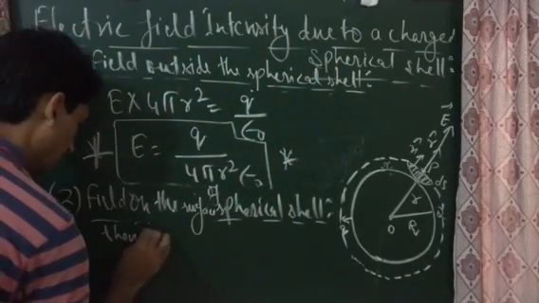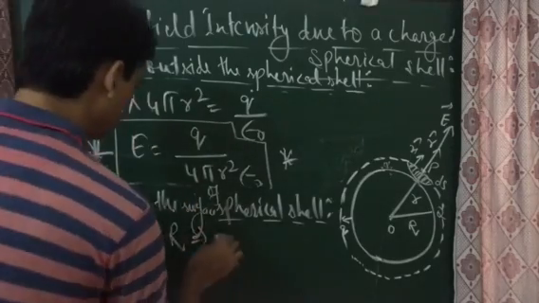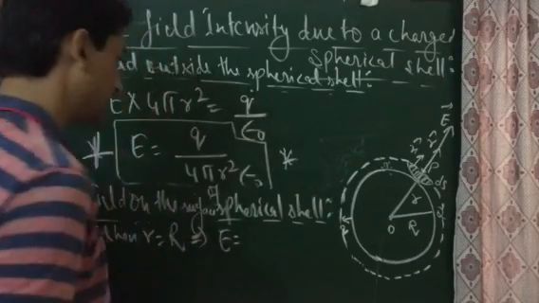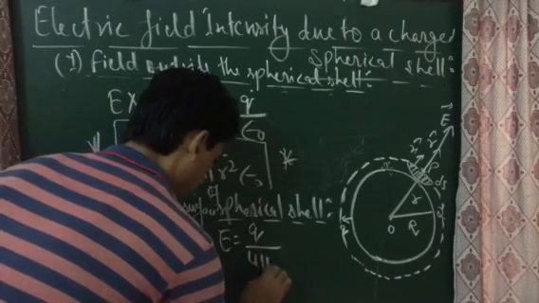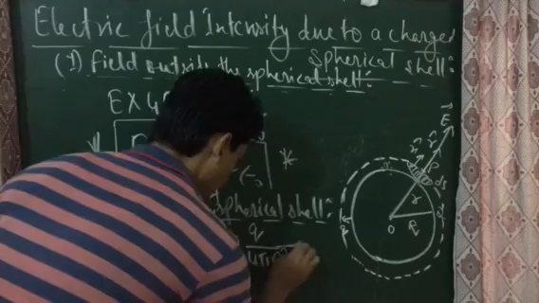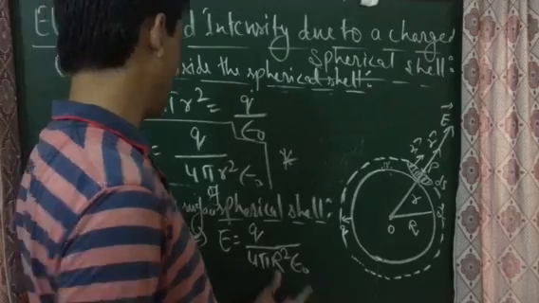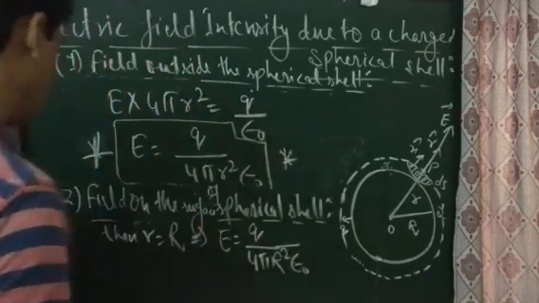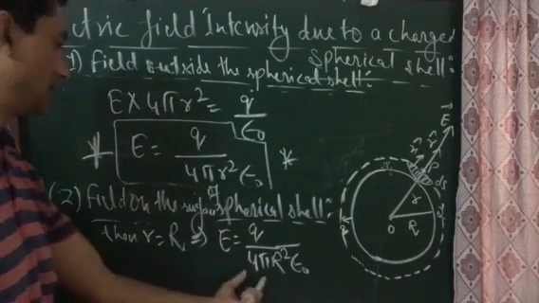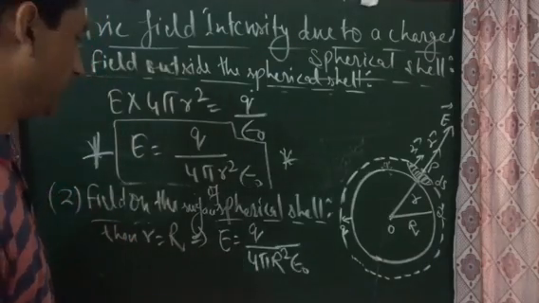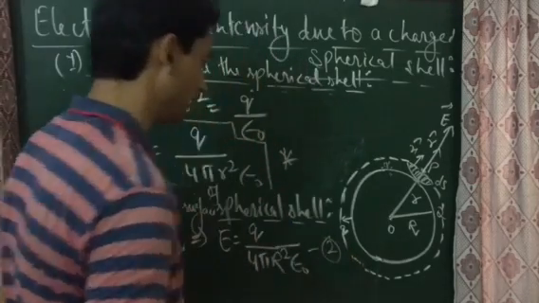Then we can say that small r is equal to capital R, and E is equal to, this small r replaced by capital R, Q upon 4 pi r square epsilon naught. E is equal to Q upon 4 pi r square into epsilon naught. So let this equation be equation number 2.